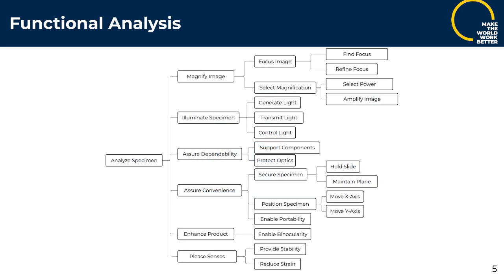The main function for the microscope is to analyze the specimen of interest in the FAST diagram. The basic functions are to magnify the image and illuminate the specimen. From this, it includes focusing the image, selecting magnification, and then for illuminating, the product needs to generate, transmit, and control the light. The supporting functions are assure dependability, assure convenience, enhance product, and please senses, which are then branched out further into other functions.